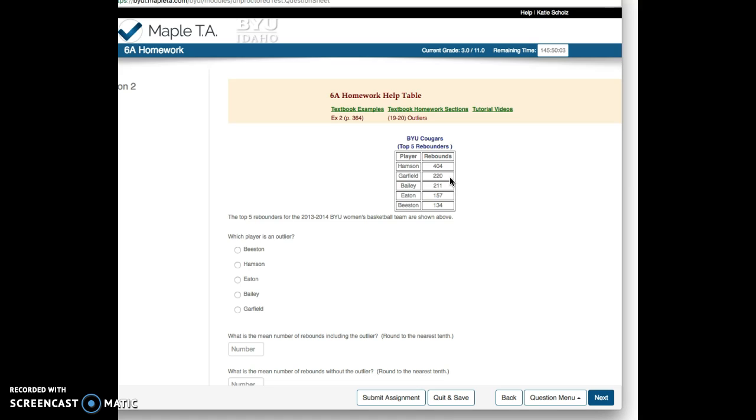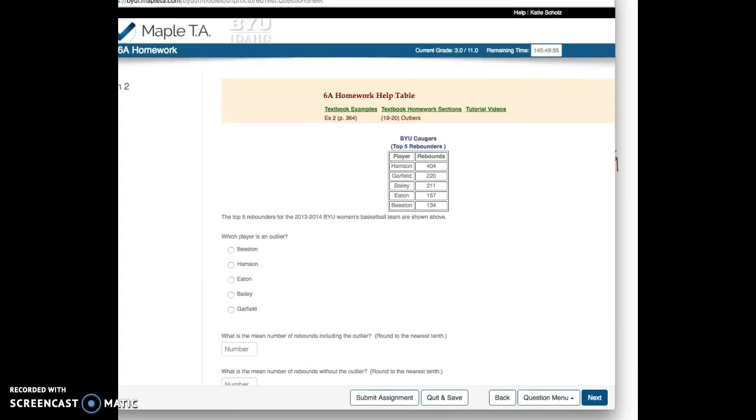So be careful on that one. One of them you're dividing by 5, including the outlier. One you're just dividing by 4. So that is number 2 for you.